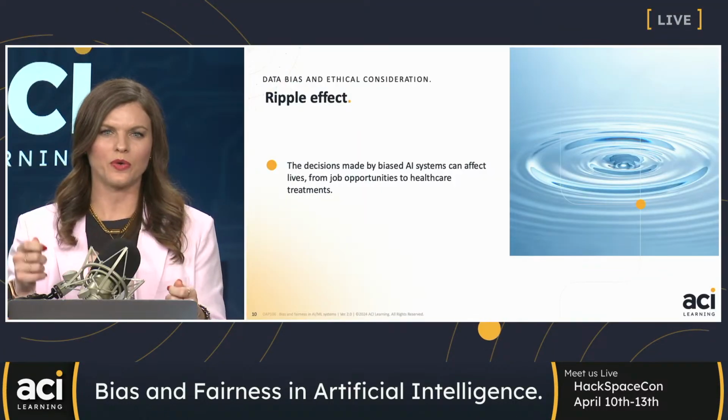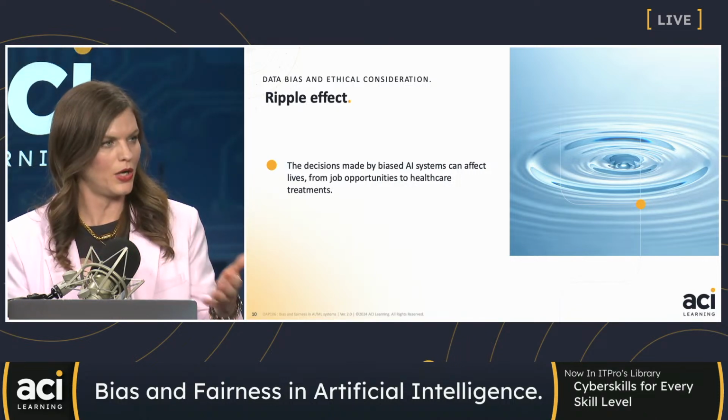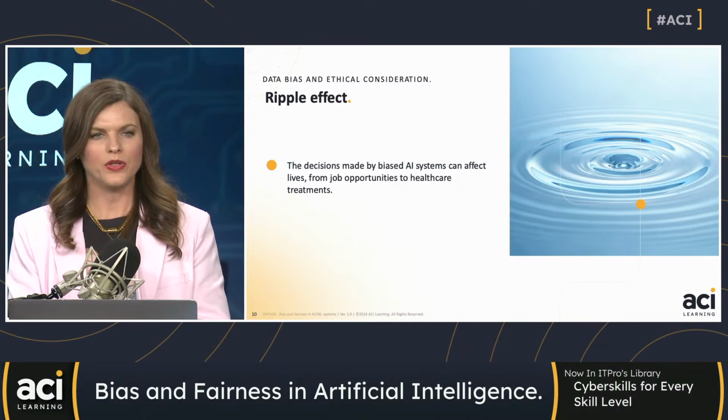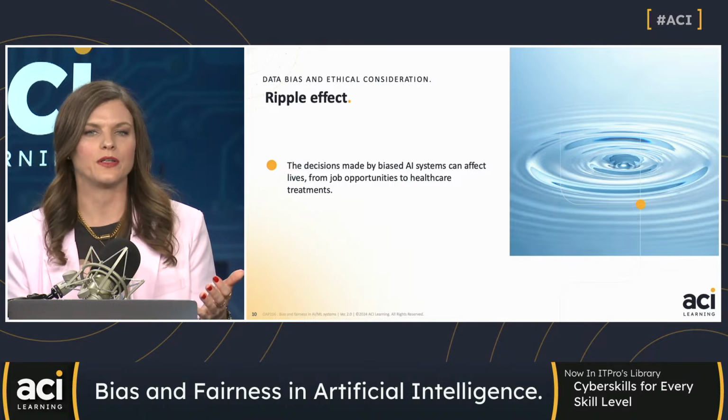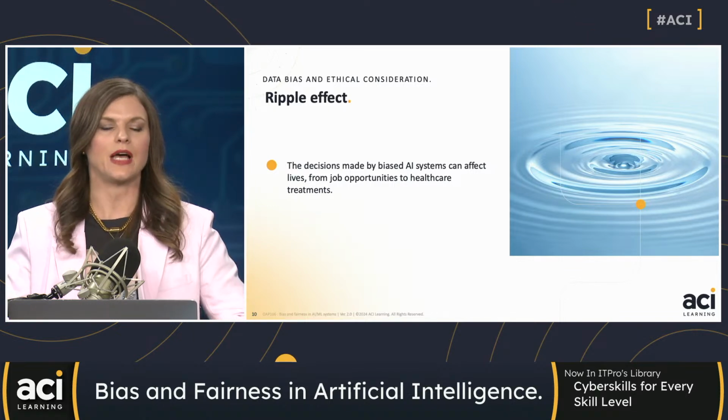Yes, ripple effect. So let's consider this long-term impact of an AI. So we've got a ripple effect. You throw a rock in and then it ripples out. So with AI, let's say you're denied a loan, for example, or you are unfairly denied a job opportunity. Well, now you're set back years.